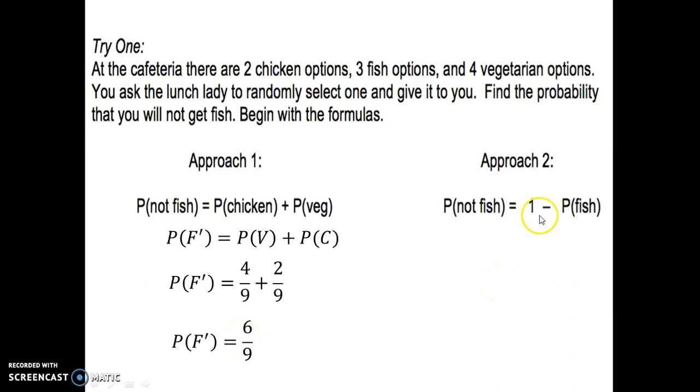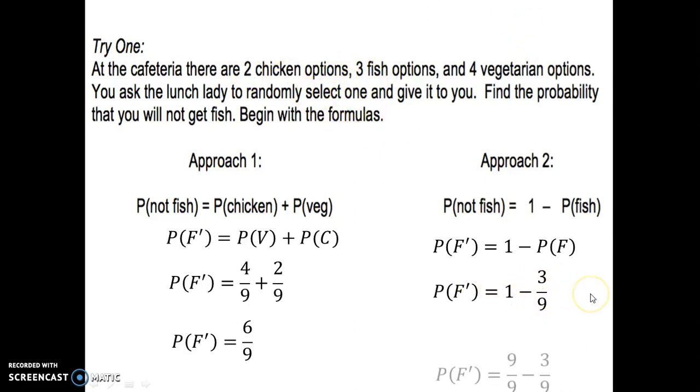Now, the other approach is the one where you do 1 minus the complement. So the probability of not fish is equal to 1 minus the probability of getting a fish. So 1 minus the chance of getting a fish, which is 3 out of 9 options. So you do that subtraction. That's actually 9 over 9 minus 3 over 9, which is 6 over 9. It matches this probability here. Both ways work. Again, this way is often easier, especially if you have many, many options that you don't want to add up here.